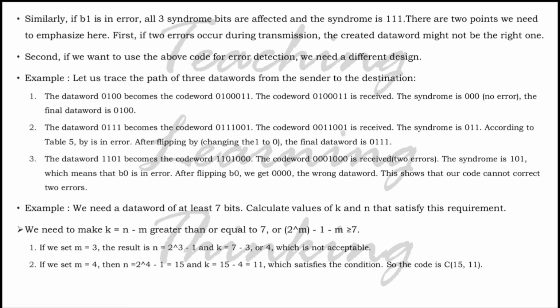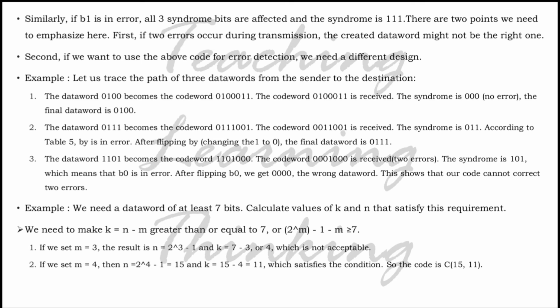And the data word 1101 becomes the code word 1101000. The code word 0001000 is received. 2 errors are there. The syndrome is 101, which means that b0 is in error. After flipping b0, we will get 0000, and it is a wrong data word. This shows that our code cannot detect 2 errors.